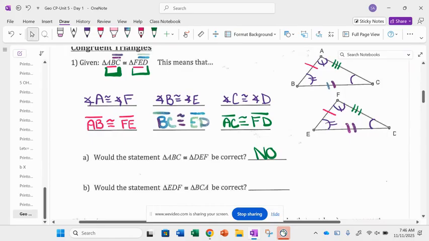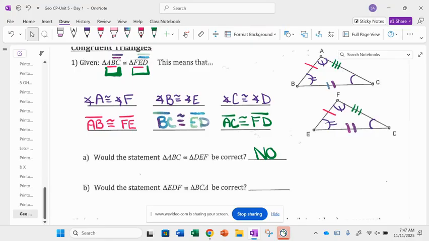Okay, so now we're going to check the next one. They're saying, would it be a correct statement to say triangle EDF congruent to triangle BCA? Would this be correct? Well, let's see. They're saying E and B correspond. So look at the diagram. Do E and B correspond? Yeah. Okay, then they're saying D and C correspond. Do D and C? Yeah, we're good. Then F and A correspond. Do F and A correspond? Yes. And as long as the angles correspond, the sides will also correspond.